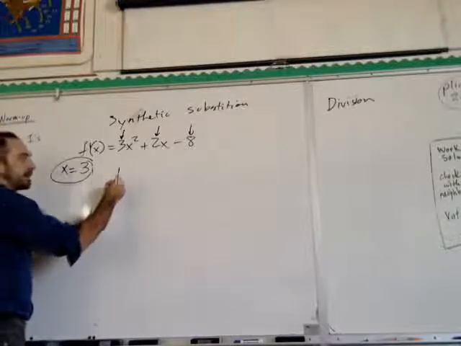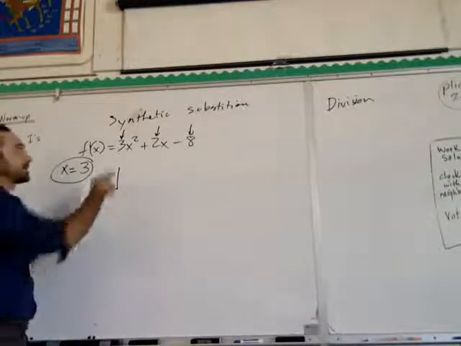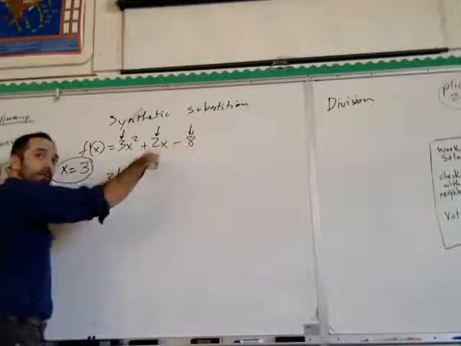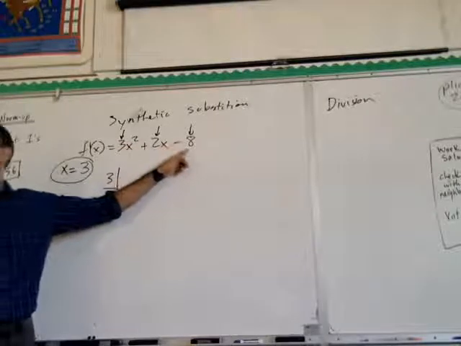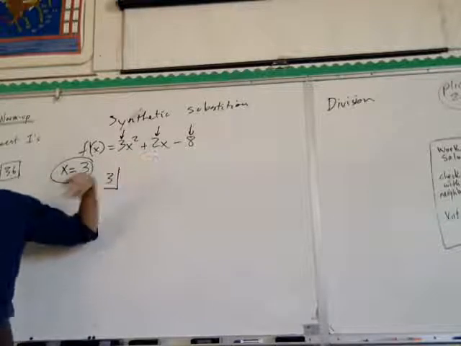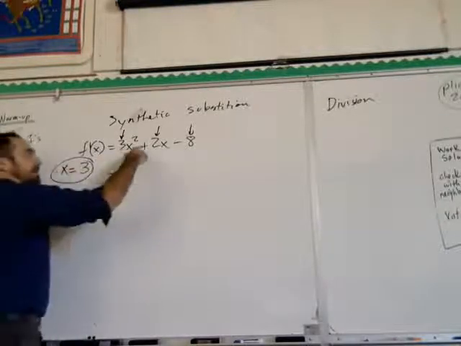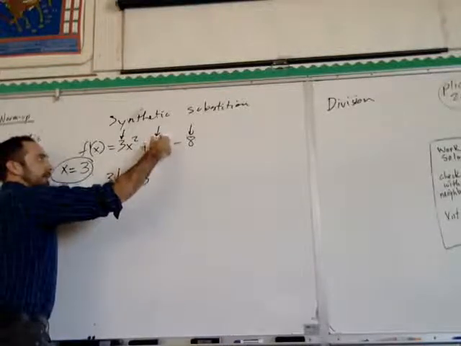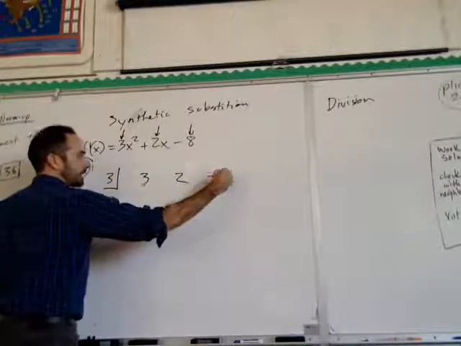The way we set it up is I'm going to put my 3 in the box like so. I'm then going to look at my coefficients, and first off, are all these terms in descending order? They are: second power, first power, constant. If I was missing one of these terms, I'd have to put a 0 as the coefficient for that term. But in this case, we are not missing any terms. This is the second power, coefficient is 3. This is the first power of x, the coefficient is 2. And this is just our constant, negative 8.